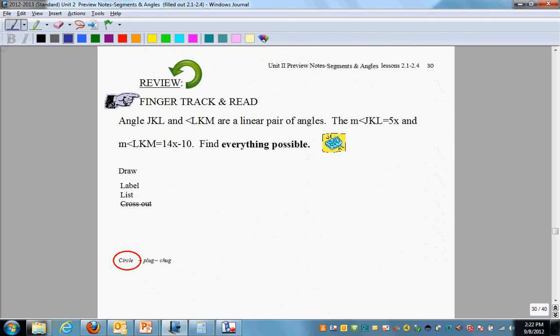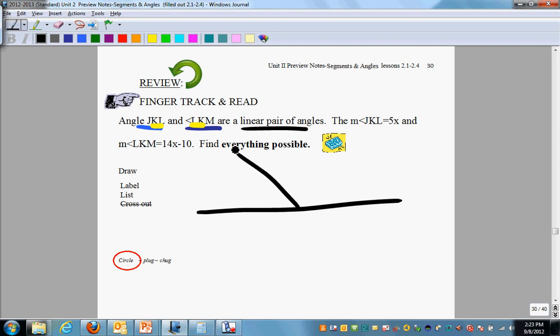Let's review. Angles JKL and LKM are a linear pair. JKL is 5x and LKM is 14x minus 10. Find everything possible. So we have two angles, JKL and LKM. Look very carefully. KL is repeated. That means it's going to be a spine, and they're a linear pair, which is two angles that share a spine and make a line. So let's start by making a line and a spine.